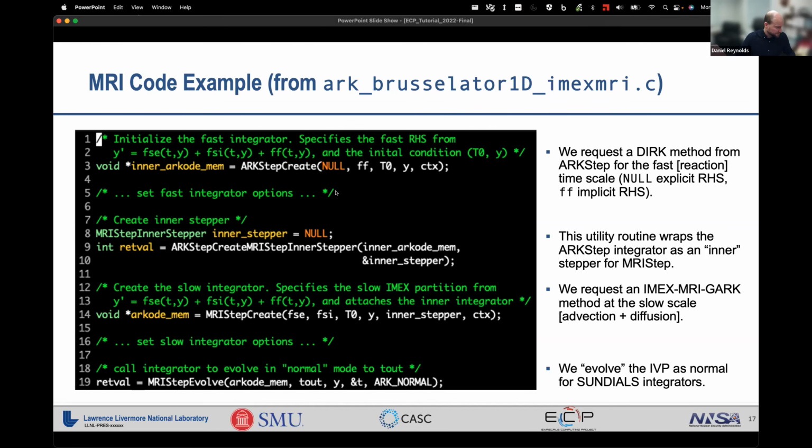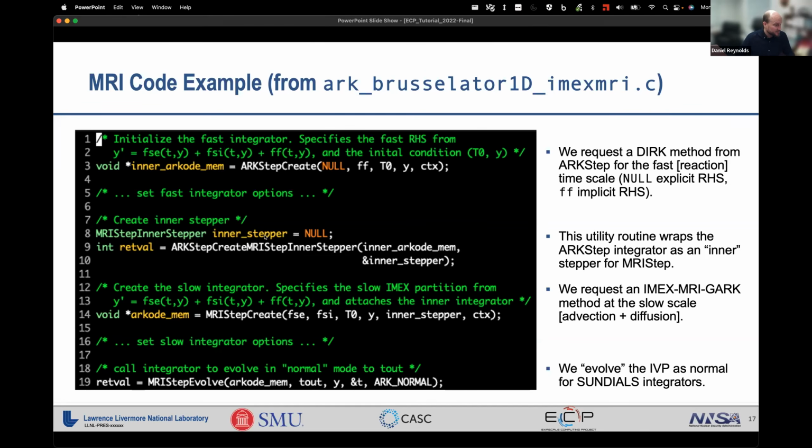After you configured that fast integrator, now we wrap it up as what's called an MRIStep inner stepper. And we have a utility routine that will do that if the integrator is an ARKStep integration. So you pass in the memory structure for the ARKStep integrator, and it gets wrapped up as an inner stepper structure. Alternatively, if you want to make your own and have a custom inner stepper, then you wouldn't create ARKStep here, but you would create your own MRIStep inner stepper object. And we'll talk about that in the next slide.